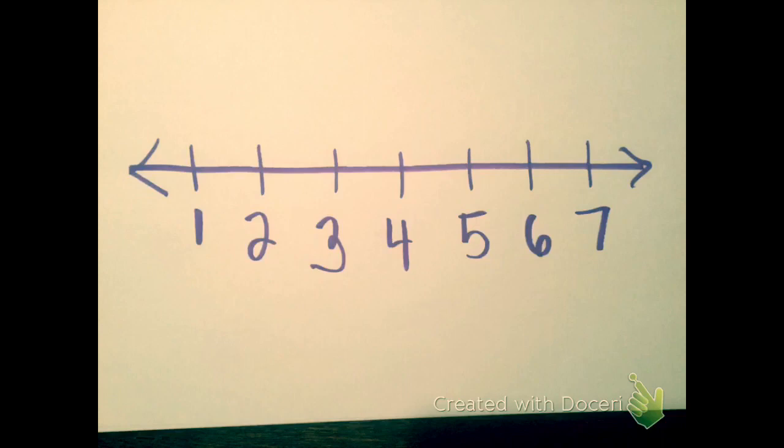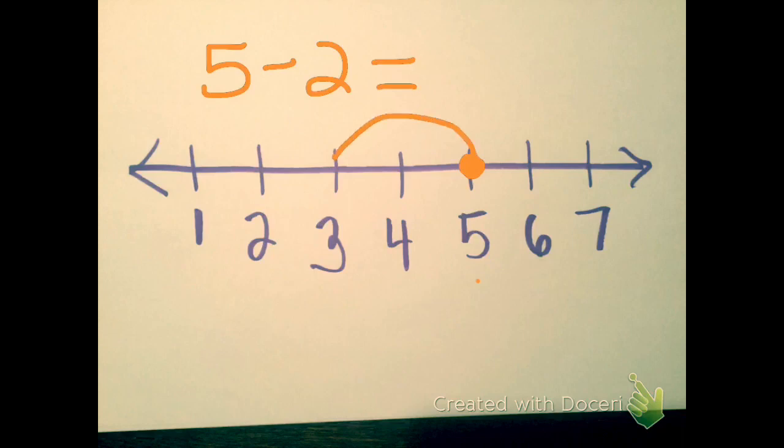Now if I want to solve 5 minus 2, or 2 less than 5, that means I'm going to start at 5, and I can even write just on my number line, I can start at 5, and then I'm going to jump back 2 instead of 1. So I'm skipping 4 and I'm jumping right back 2, and I landed on 3. So 5 minus 2 is 3.